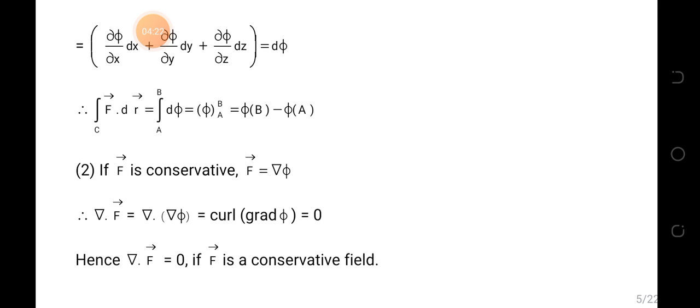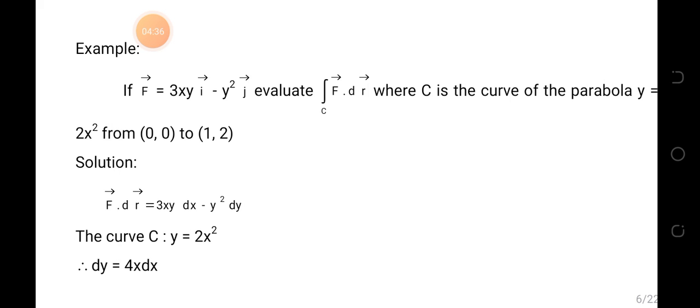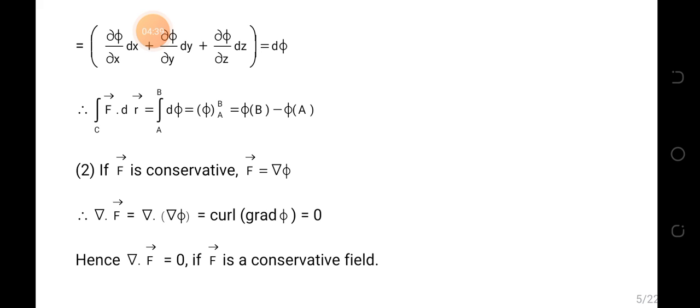Finally they are getting d phi by dx into dx, so dou x into dx. So totally again they are getting that value as d phi. Therefore, the integral over C of F vector dot dr vector is equal to d phi, which means when you are integrating this with respect to the limits a and b, phi varies from a to b, which is equal to phi of b, that is the upper limit, minus the lower limit. So phi of b minus phi of a.